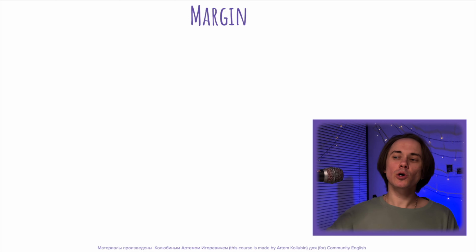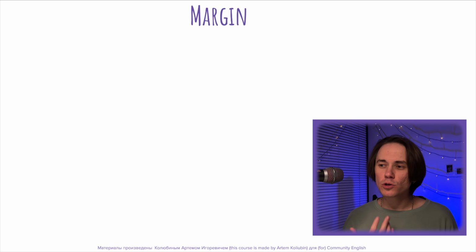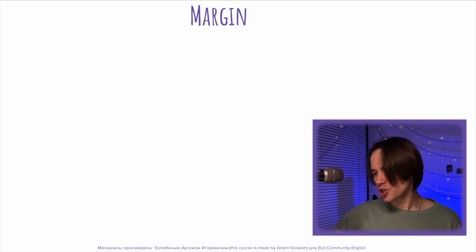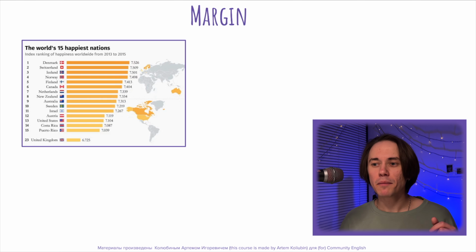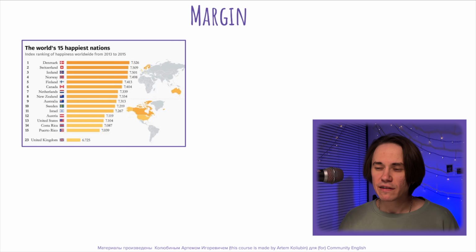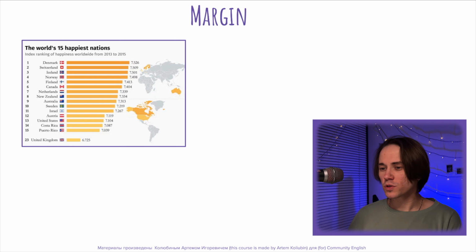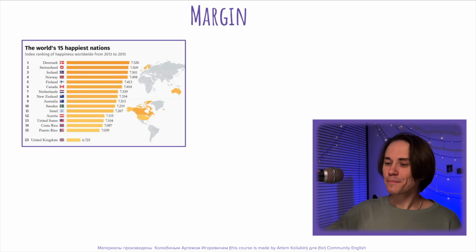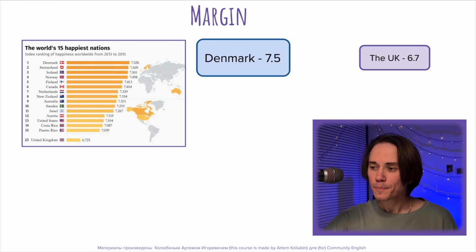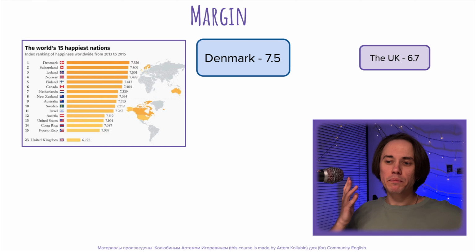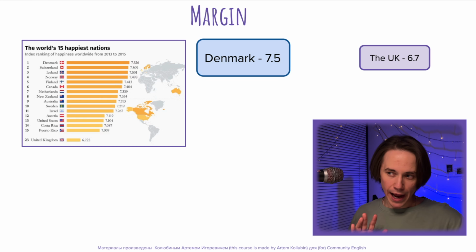And finally, let's talk a little bit about margin, because when you listen to people talking about statistics and data, you often hear this word margin. But in a nutshell, margin is quite a simple idea. So let's look at this graphic. It's basically the 15 happiest nations and countries, right, with a particular index, right? So 7.5, 7.4, and so on and so forth. Now let's look at Denmark, which is number 1. It used to be in 2015. And the United Kingdom in 2020 is at the 23rd position. So you can see that Denmark is really happy and the UK is not nearly that happy, right?